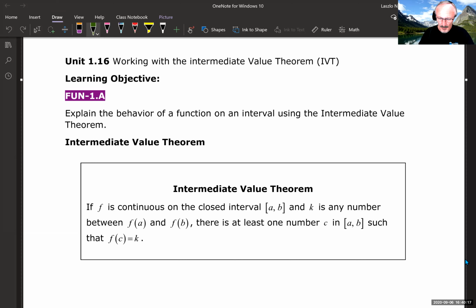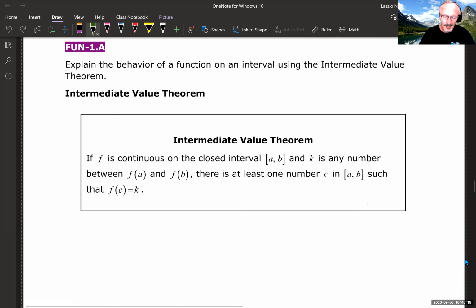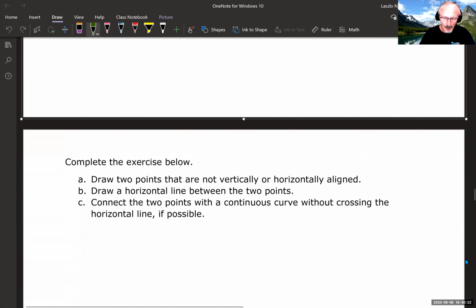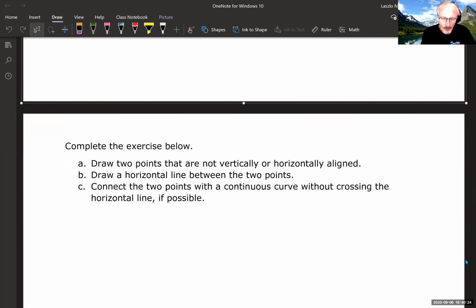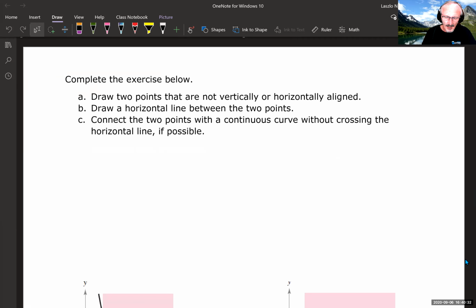So let's go ahead and scroll up a little bit, and here we are. Okay, draw 2 points that are not vertically or horizontally aligned. I'm going to scooch this up a little bit more. And you can do this on your paper. I will do it along with you. Since we're in this virtual setting, it's a little bit more interesting. So we have 2 points, and they are not vertically or horizontally aligned.